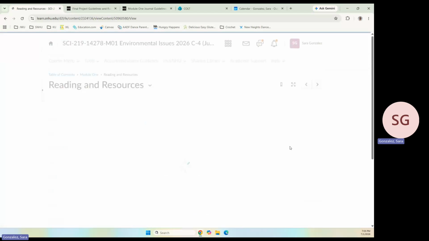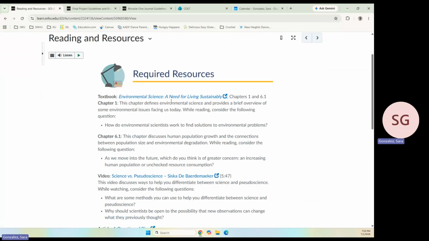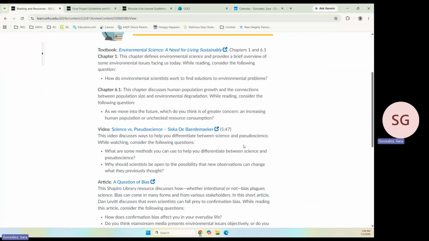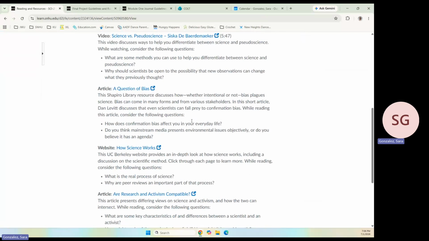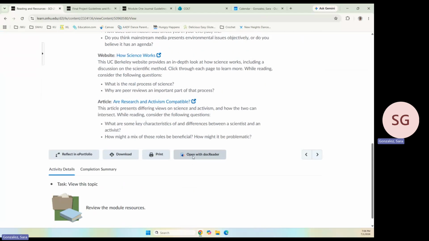For your readings and resources page, for your textbook, Environmental Science and Living Sustainably, make sure you read over chapters 1 as well as 6.1. Chapter 1 is just a brief overview of a few of the issues impacting us today, whereas chapter 6.1 is going to look at human growth, population growth really, and the relationship between population size and environmental impacts. There's also a video here looking at differentiating between real science versus pseudoscience, and a couple articles and websites as well.